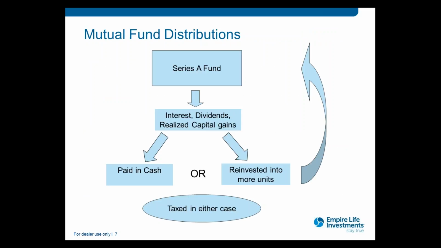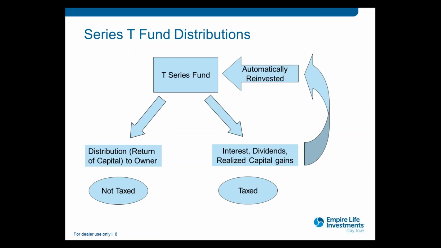Let's look at a schematic here of a mutual fund distribution. A mutual fund that's being held for the long term. So the client's objective is simply to invest money in a mutual fund, and they're not even going to consider taking any income from that plan. So we'll call that a Series A fund, an accumulation fund. Well, that fund could generate interest, dividends, or realized capital gains. Realized capital gains either because the client decides to make a switch or the fund manager decides to sell a holding. Whether it's paid in cash to the client or whether it's automatically reinvested into more units, and the latter is generally the case, it is taxed in either case.